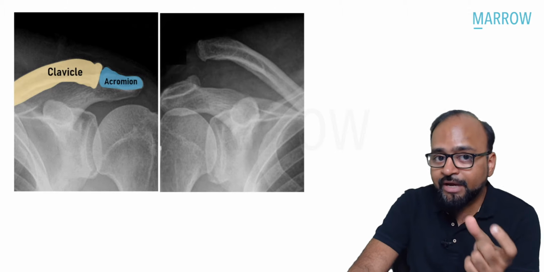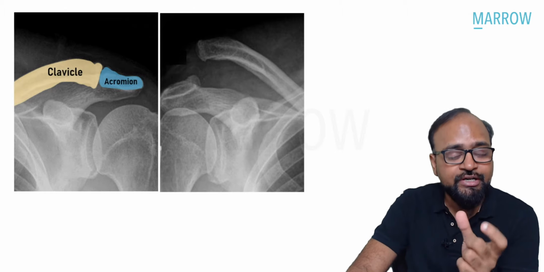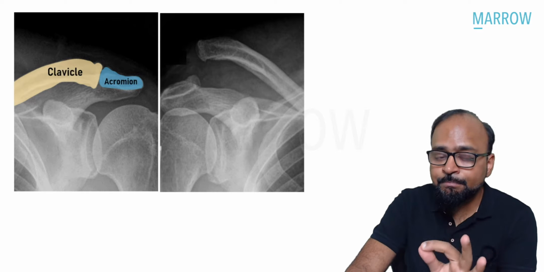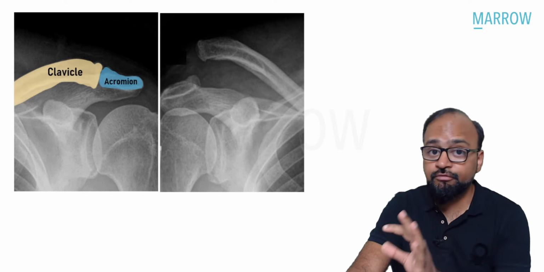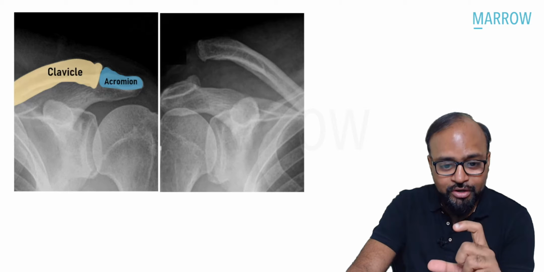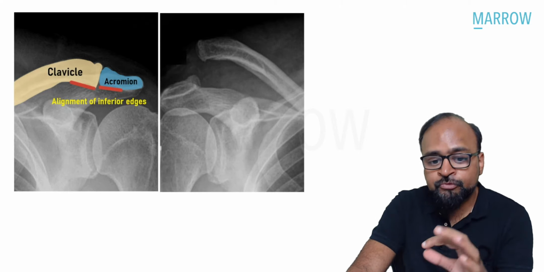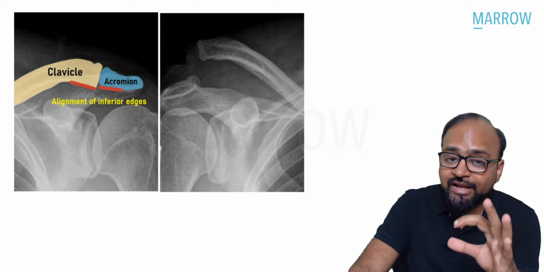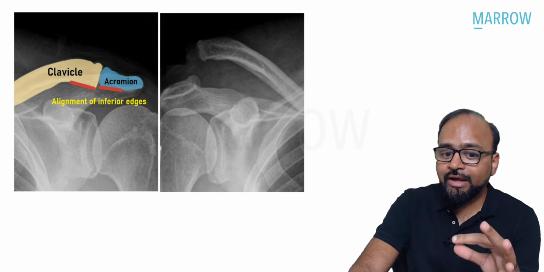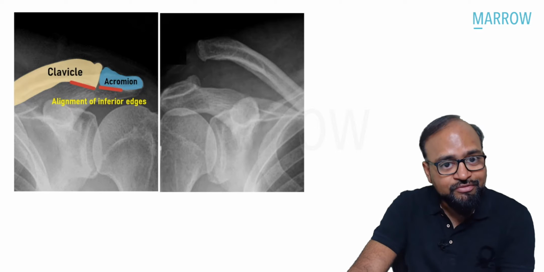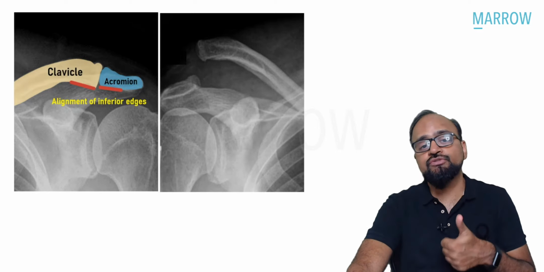And how do I determine whether the acromioclavicular joint is in good alignment? I simply draw a line at their inferior edges. I draw a line at the inferior edge of the clavicle and the inferior edge of the acromion. The line should be perfectly aligned at the inferior edge of the clavicle and the inferior edge of the acromion. Then I say that the joint is well aligned.